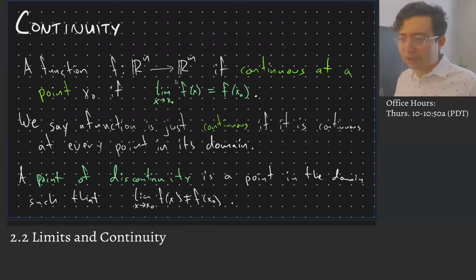So as you can see, if a function is continuous at a certain point, this limit equals this, but if they're not equal, then we call that point a point of discontinuity. One of the common ways we're going to see this is if the function is just not defined at that point. For example, dividing by 0 is probably one of the most common discontinuities we're going to see. And I'll talk about that in a couple of slides.